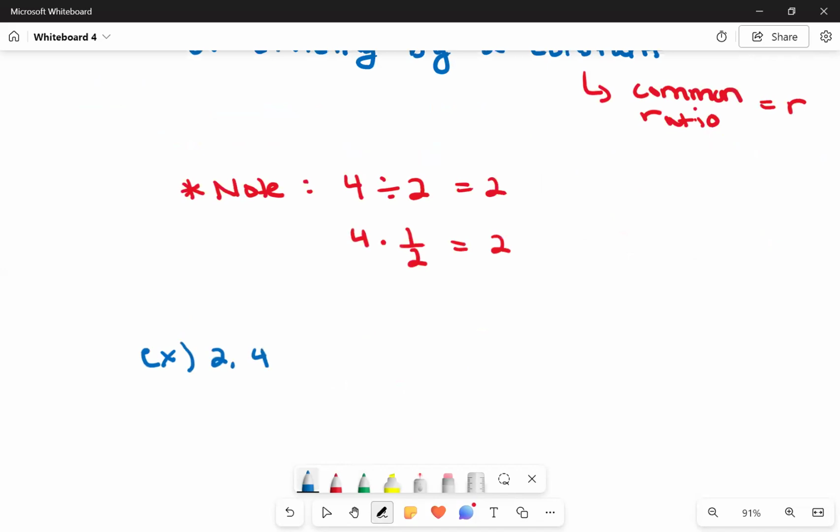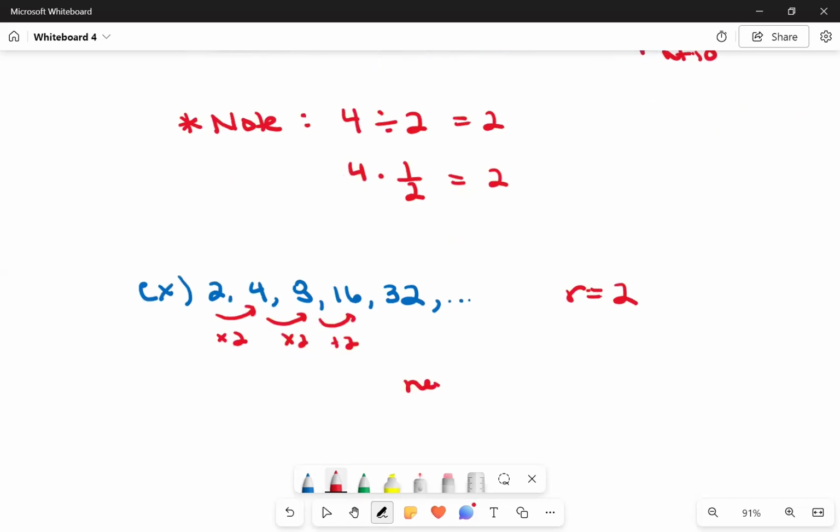Let's do 2, 4, 8, 16, 32. All right. And hopefully we see the pattern pretty readily for multiplying. It is multiplying, and it looks like we're multiplying by 2 every time. So that would be the common ratio is 2. And if I wanted to produce the next 3 terms, the next one would be 64 and then 128.